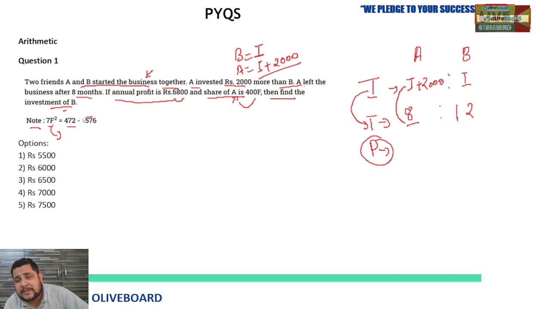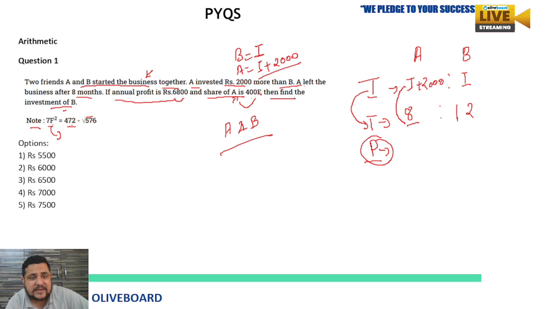The product of investment and time. Why am I doing this? Because we know the profit of A and B both. How do we know that? If A's profit is 400F, then find the value of F first. 7F square equals 472 minus 576. The square root of 576 will be 24. 472 minus 24, you will get 448. Now it is equal to 7F square.